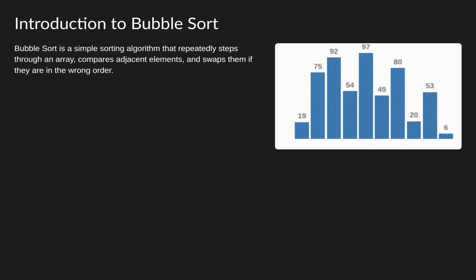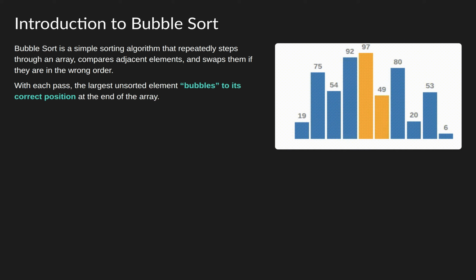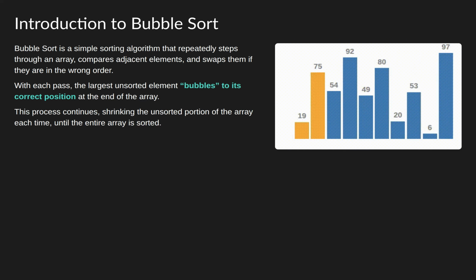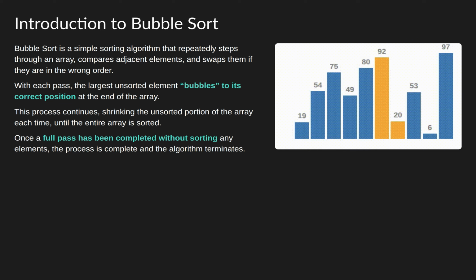Bubble sort is a simple sorting algorithm that repeatedly steps through an array, compares adjacent elements, and swaps them if they are in the wrong order. With each pass, the largest unsorted element bubbles to its correct position at the end of the array. This process continues, shrinking the unsorted portion of the array each time until the entire array is sorted. Once a full pass has been completed without swapping any elements, the process is complete and the algorithm terminates.